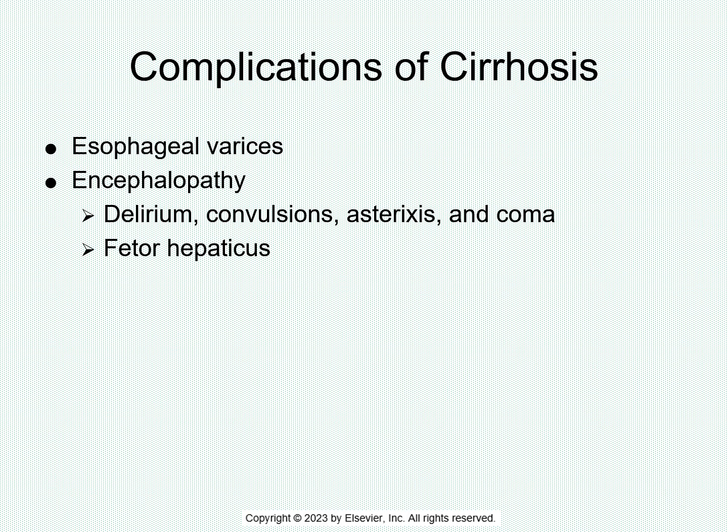Portal systemic encephalopathy or hepatic encephalopathy is another dangerous complication of cirrhosis. Encephalopathy is directly related to liver failure and caused by a buildup of ammonia and gamma aminobutyric acid.